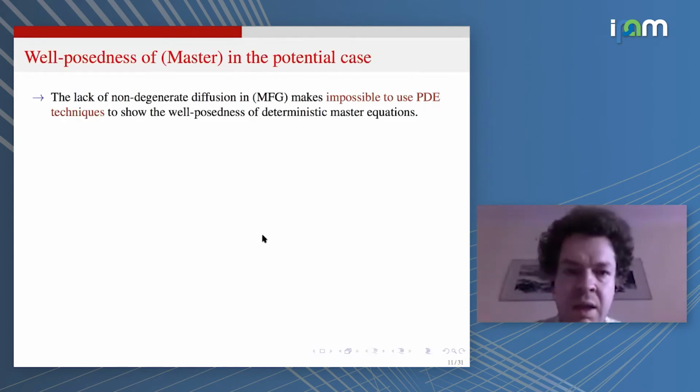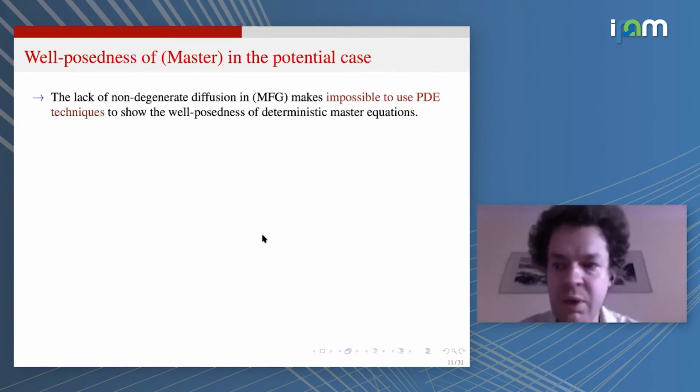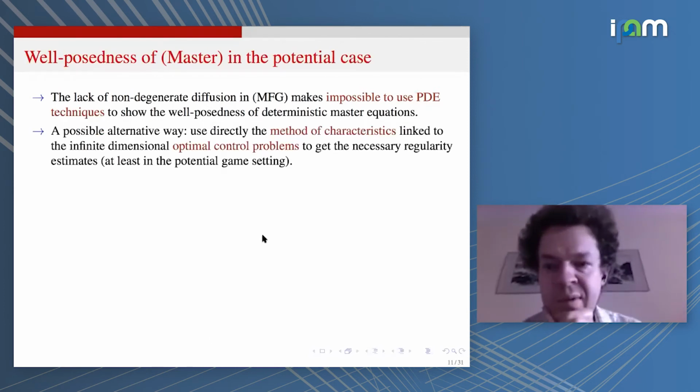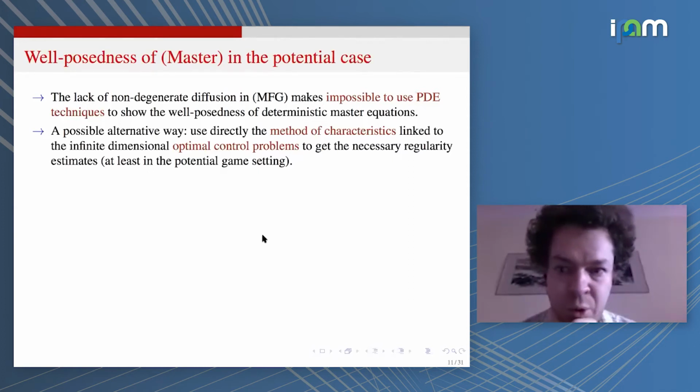In our case, this lack of non-degenerate noise makes any attempt of PDE techniques just impossible, because we are not able to get regularity on the solutions of the finite dimensional system. So what we will do, we will go to a variational approach, and in particular we will work with potential games, and we will try to understand the regularity of value functions in optimal control problems using optimal control techniques rather than PDE techniques. We try to translate this regularity that we get on these value functions to the regularity of the master function.